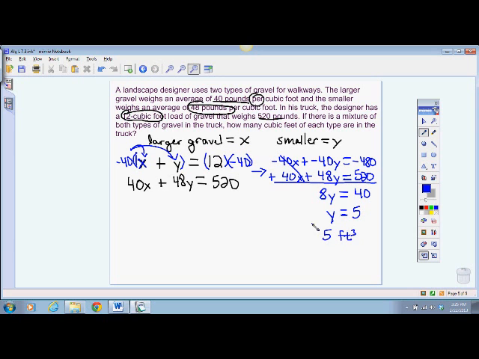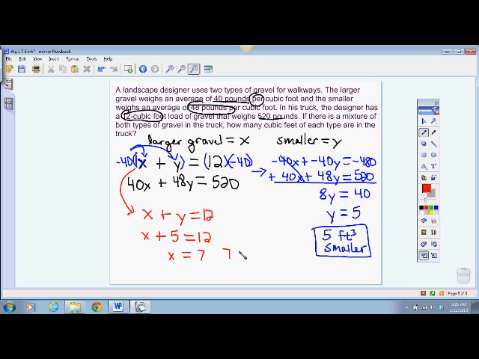So how much of the smaller gravel? 5 cubic feet. Now, how about the larger gravel? Now that we know y equals 5, we can figure out what x equals. I'm going to take this original equation, x plus y equals 12. You could use either one, this one's just easier. I substitute my y being 5, so x plus 5 equals 12. If I subtract 5 from each side, I get x equals 7. Remember, x represents the larger gravel, so we have 7 cubic feet of the larger gravel.